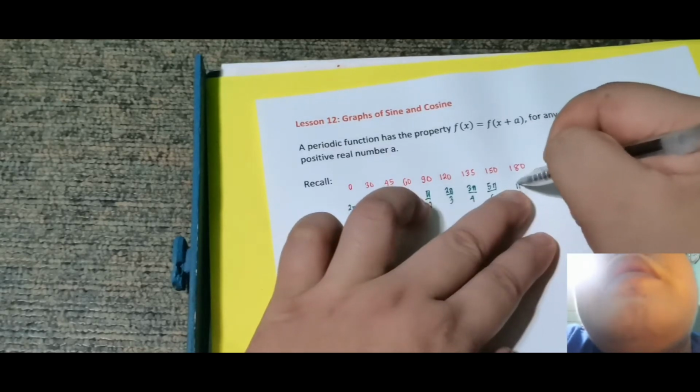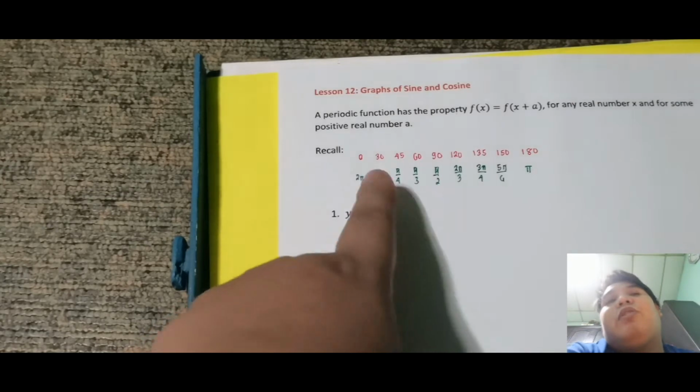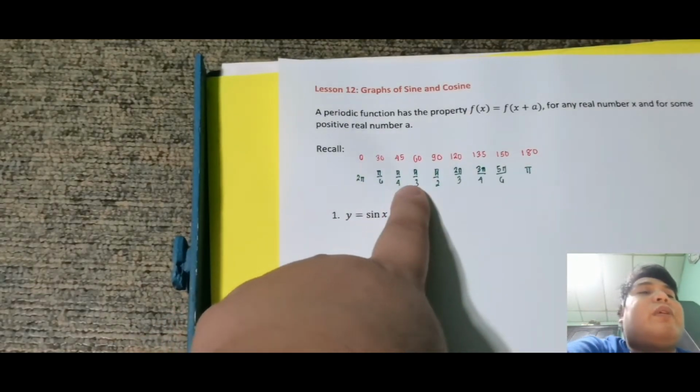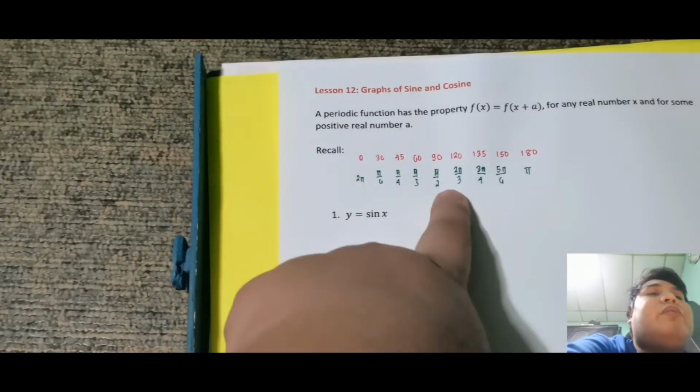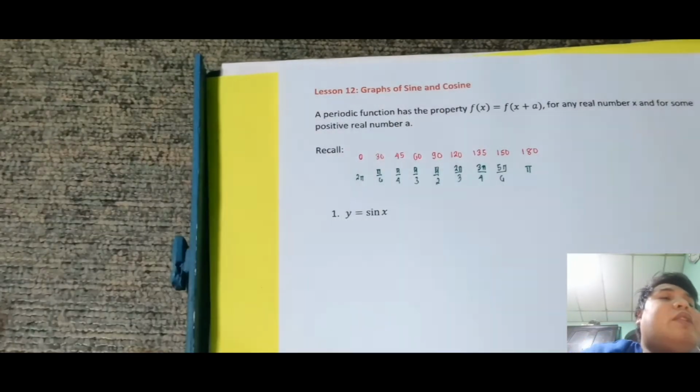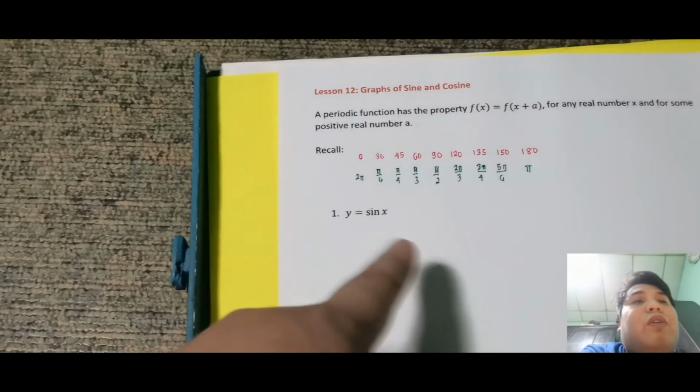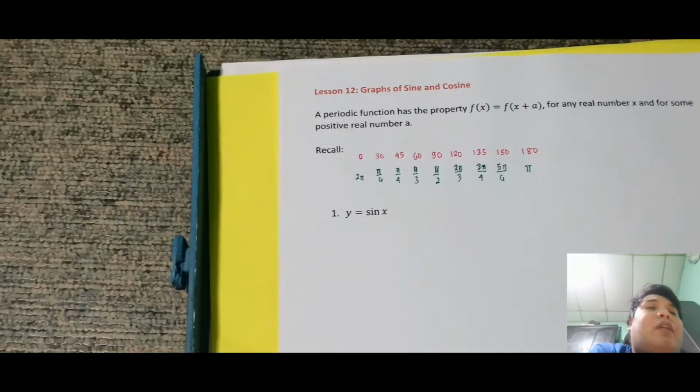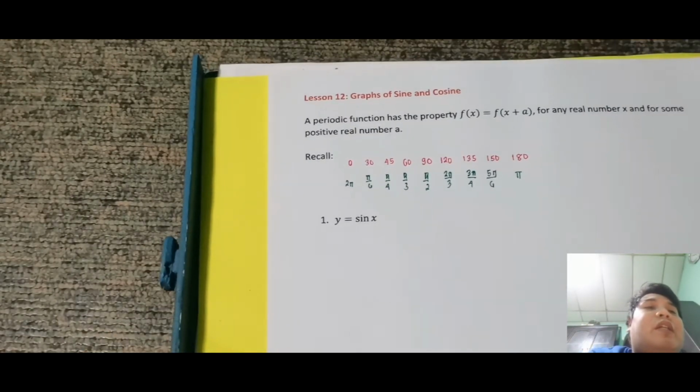Then ito ay pi. Okay, so pinapamiliarize ko lang kayo na whenever makita mo si 2 pi, si pi over 6, si pi over 4, si pi over 3, si pi over 2, si 2 pi over 3, si 3 pi over 4, si 5 pi over 6, si pi, sila ay may equivalent na angle. So ito lang talaga yung usual or common na mga equivalent niya in terms of radians saka degrees.